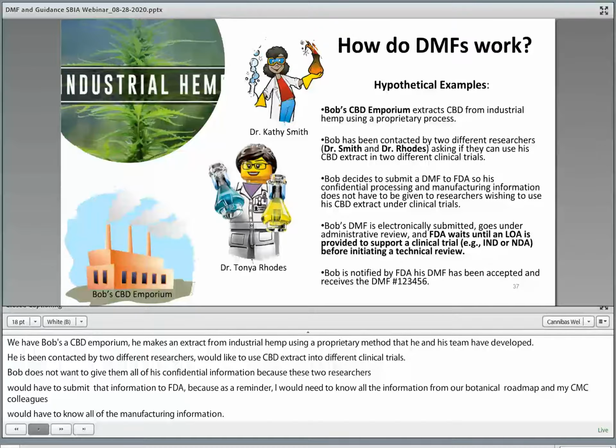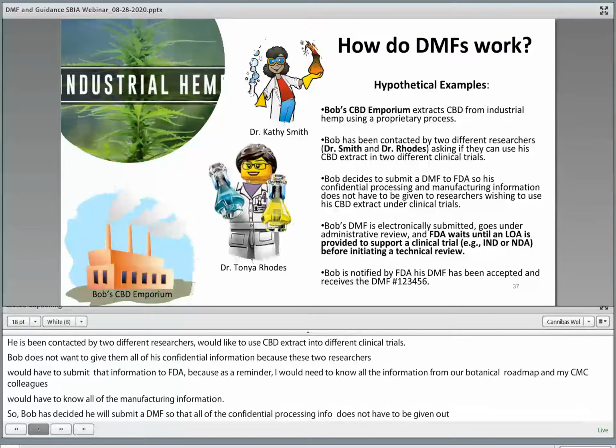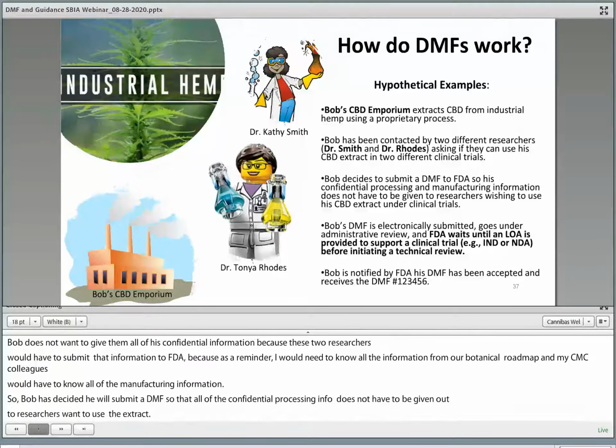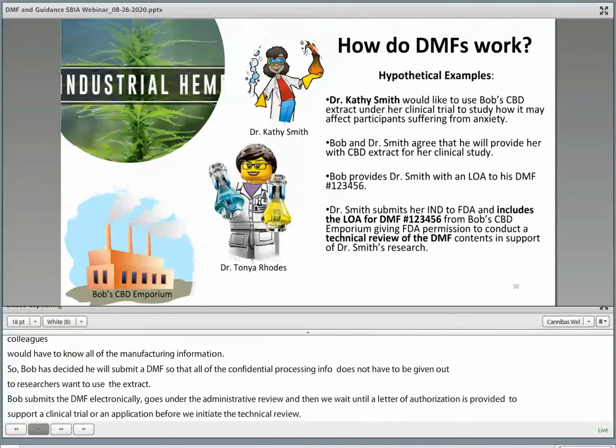So Bob submits his DMF electronically, goes under that administrative review, and then we wait until a letter of authorization is provided to support a clinical trial or an application before we initiate that technical review. So Bob gets notified his DMF has been administratively accepted, and he receives acceptance for his DMF 123456. That's his number.